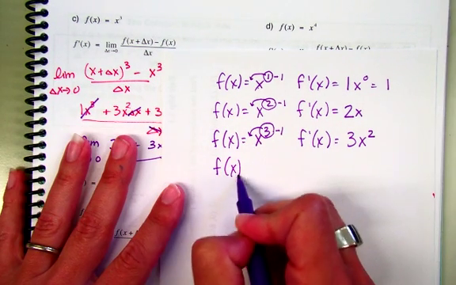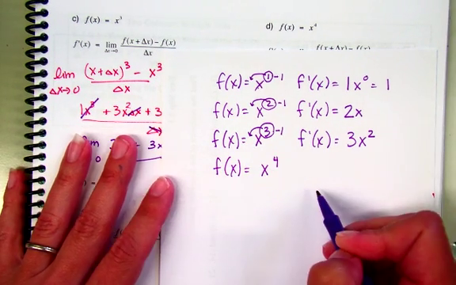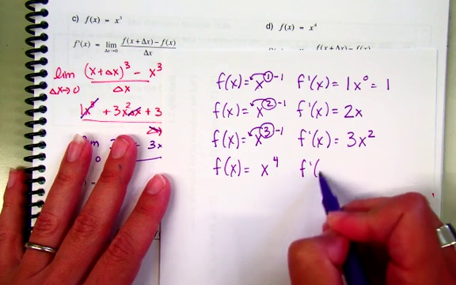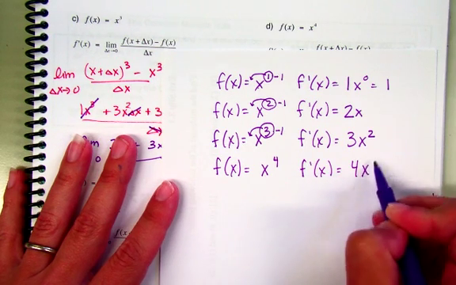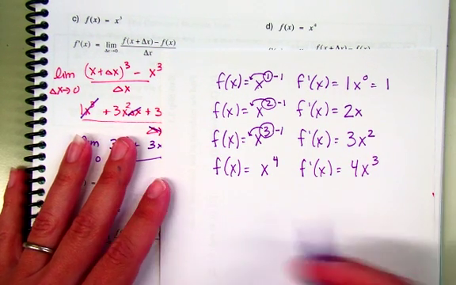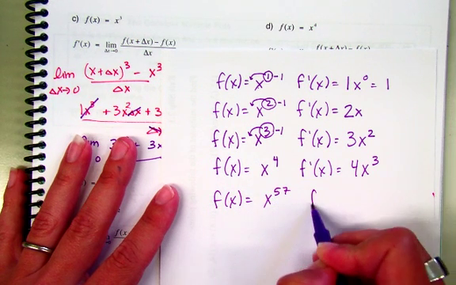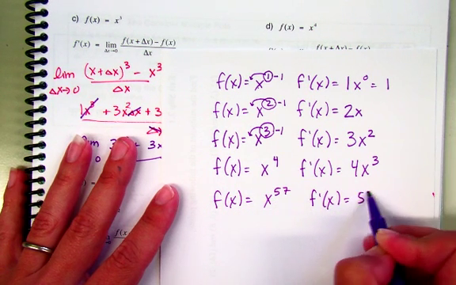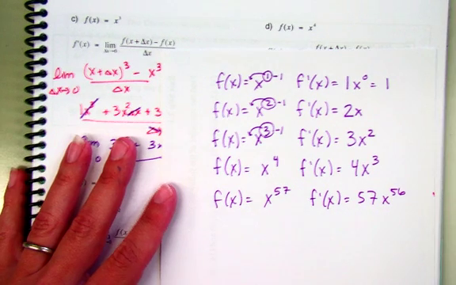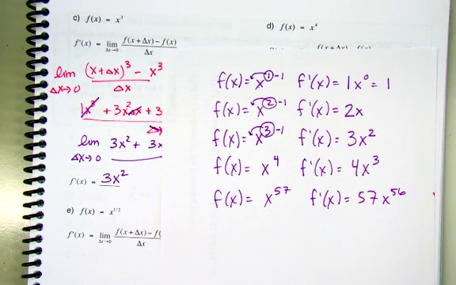Okay, let's try it. What if it was x to the 4th? Everybody try it. 4x to the 3rd. Isn't that amazing? What if it was x to the 57th? 57x to the 56. Right? Okay. So you guys get the idea. This is power rule, okay?